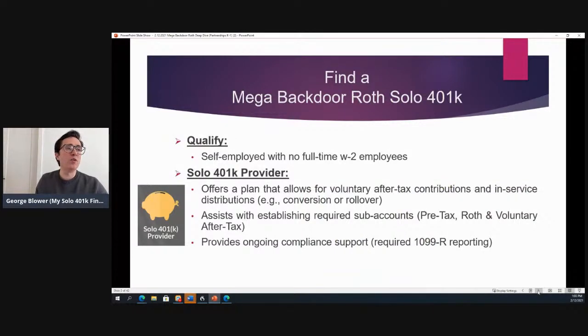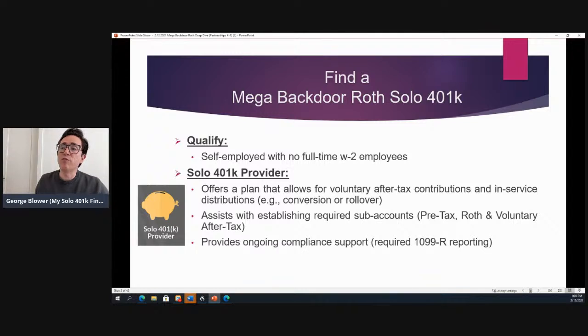So the starting point for being able to make a Mega Backdoor Roth contribution is you have to be eligible. So you've got to be self-employed with no full-time W-2 employees. You have to find a provider that's going to offer a plan that allows for the voluntary after-tax contributions and in-service distributions. So that would be a conversion or a rollover, whether you're keeping the money in the plan or you're rolling it out to, say, a Roth IRA.